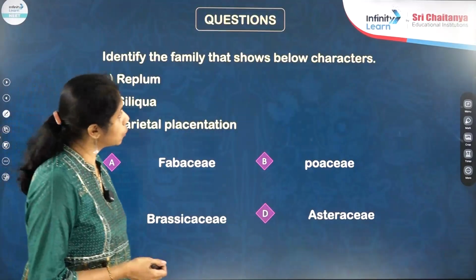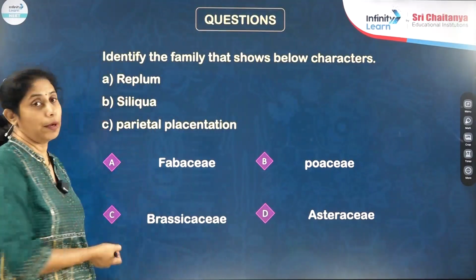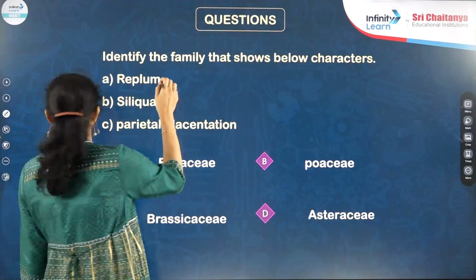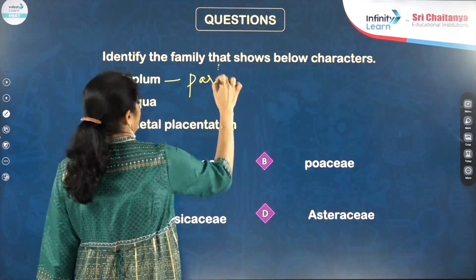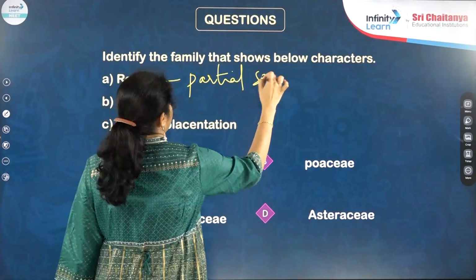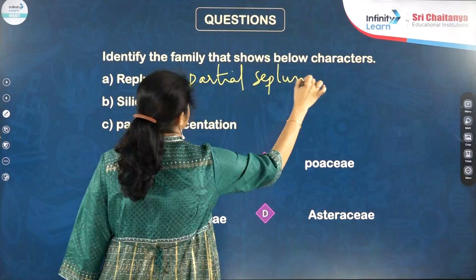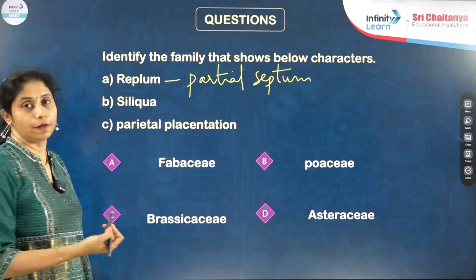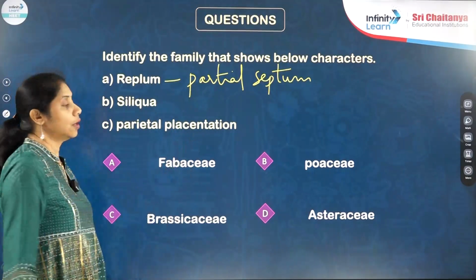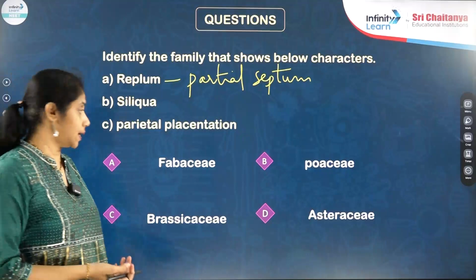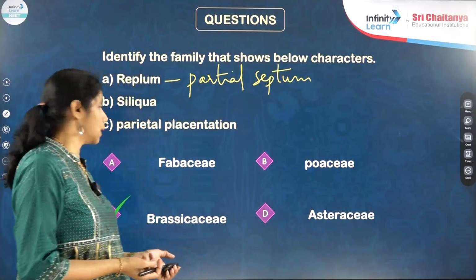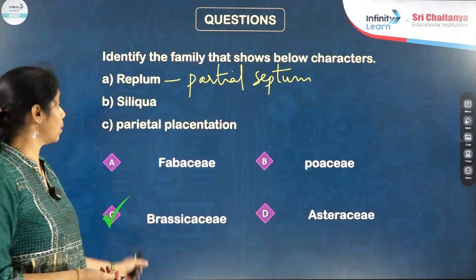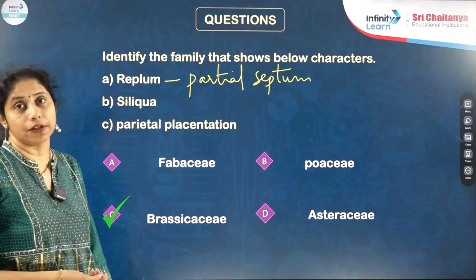Identify the family that shows the below characters. Replum, the partial septum, is present in this. Siliqua, the fruit, and parietal placentation. This is shown by the family Brassicaceae. So for this, the correct option will be the Brassicaceae family. It is characterized by these 3 features.